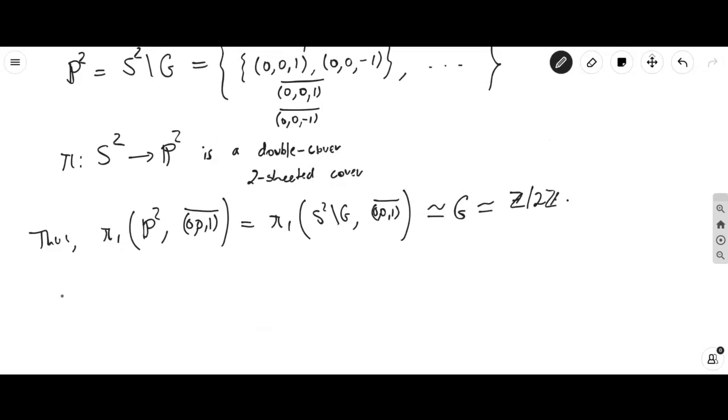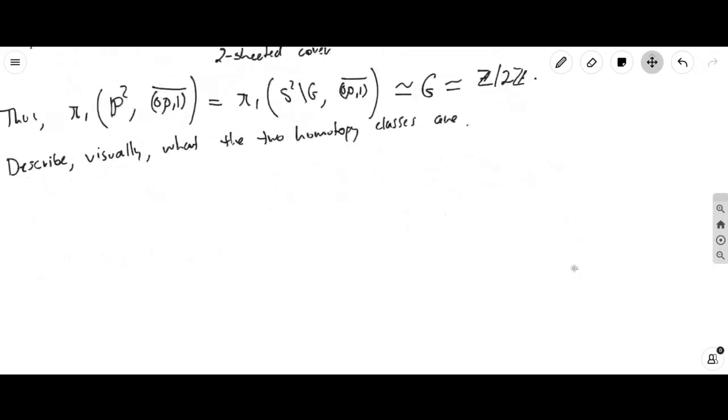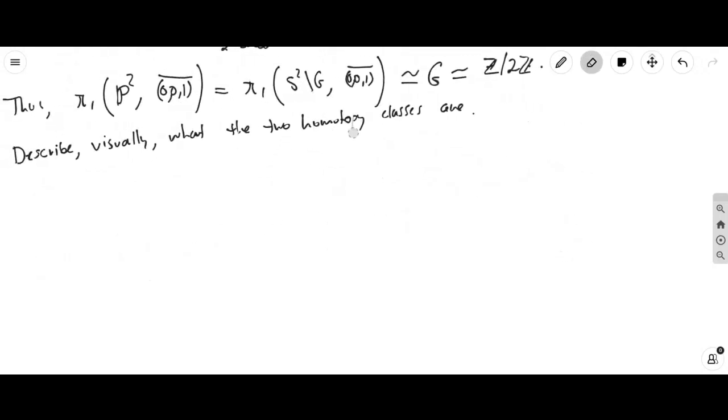But I want to do a little bit better, and let's actually describe visually what the two homotopy classes are in the projective plane. So according to this result, there's supposed to be two of them. So let's actually say what they look like. One of them is, of course, going to be the identity class, which is the one that sits at the point at the north pole. So that one is not interesting. It's the other one which is more interesting. So here's the way we do it.